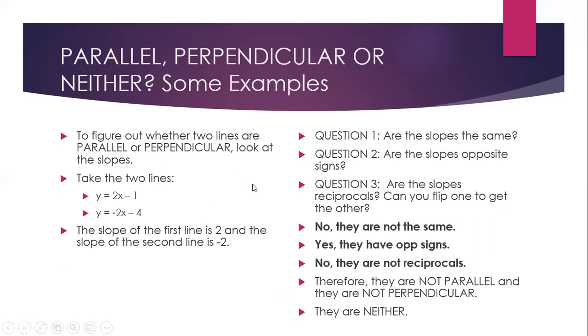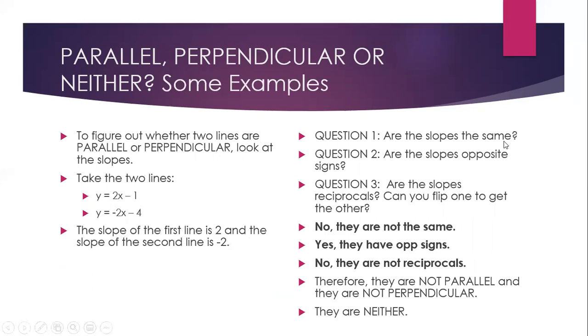All right. Let's go here and figure out whether two lines are parallel or perpendicular. Let's look at two slopes. I have y equals 2x minus 1, y equals negative 2x minus 4. The slope of the first line is 2, and the slope of the second line is negative 2. So, question number one, are the slopes the same?